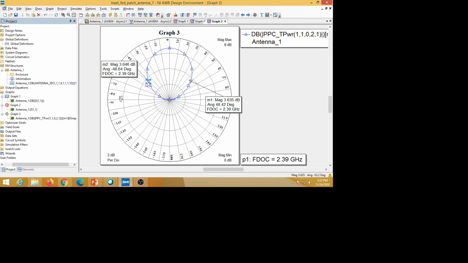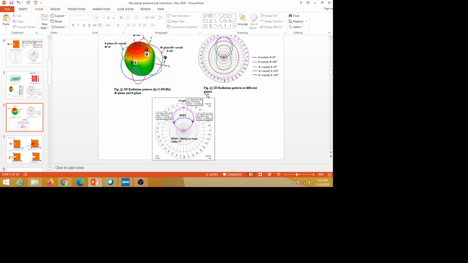So from this you can find out the beam width, 3 dB beam width, half power beam width. What is the definition of the half power point? Half power point means from the center of the maximum direction you go to the direction at which gain is half of the maximum value. So this is the maximum, half of the maximum value is here. Similarly half of the maximum value is here.